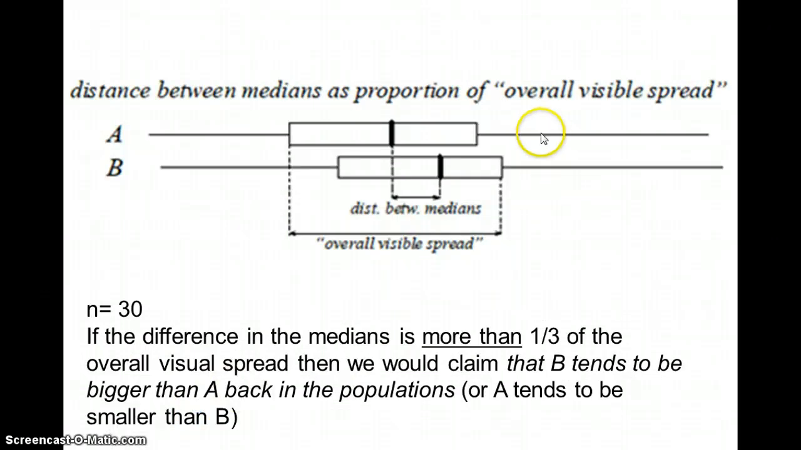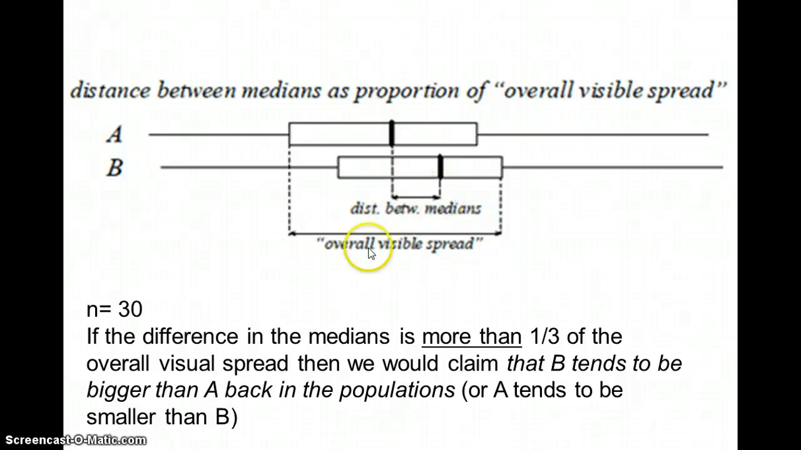By the words overall visible spread, we mean the distance between the lowest lower quartile and the highest upper quartile. Okay? And we compare this distance with the distance between the two medians. Now the rule is, for a sample size of 30, if this compared to this is more than 1/3, we claim that B is bigger than A. However, if it is less than 1/3, we can't make that claim and we say it is too close to call.